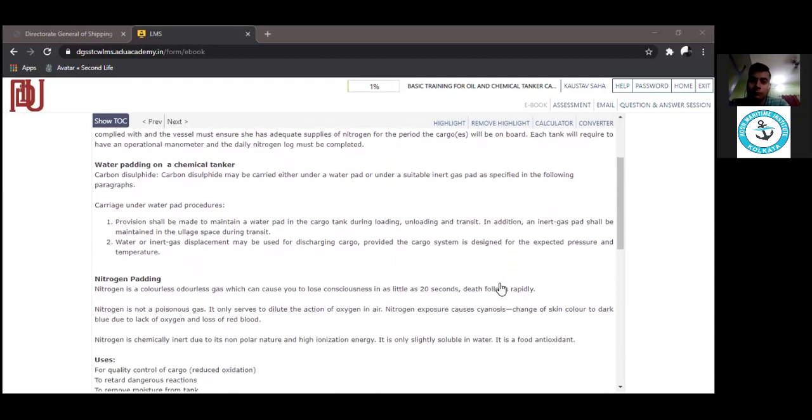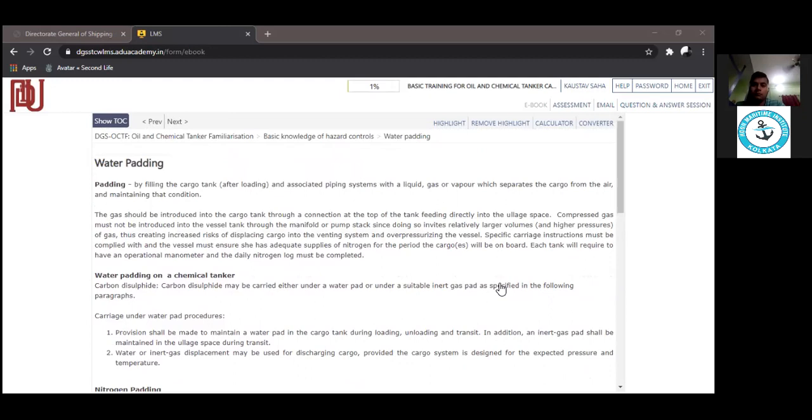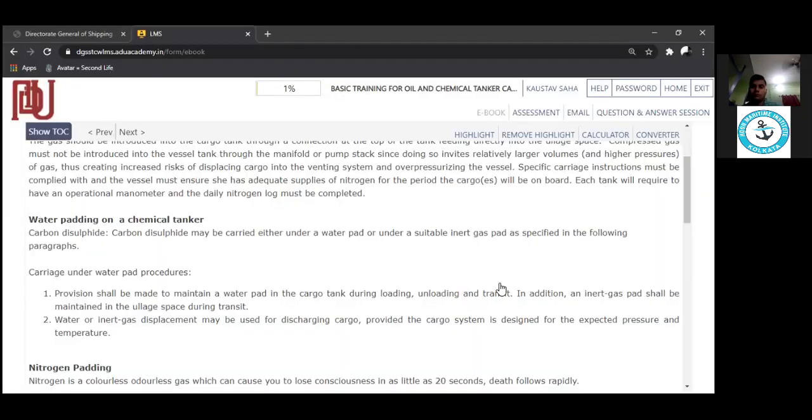Now let's see water padding. So on chemical tankers, water padding is, let's see, carbon disulfide. Carbon disulfide may be carried under a water pad. So this is a special cargo and under a suitable inert gas pad. Generally it is inert gas or nitrogen only, but you can put water on top maybe. Carriage under water pad procedures: provision shall be made to maintain a water pad in the cargo tank during loading, unloading, and transit. In addition, an inert gas pad shall be maintained in the ullage space during transit.